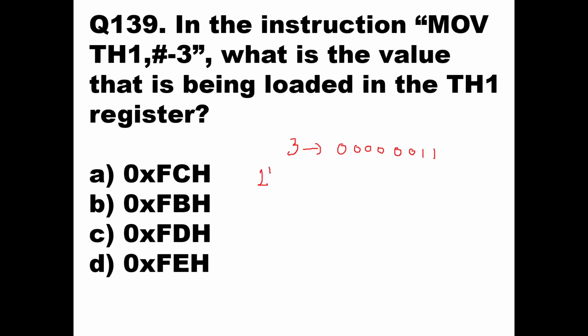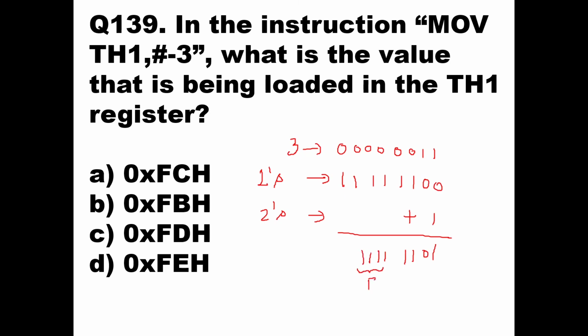Then you have the 1's complement. The 1's complement you are going to represent as 1 1 1 1 1 1 0 0. Then for the 2's complement you have to add 1 to it. If you add 1 to it, then the answer will be 1 1 1 1 1 1 0 1. This is nothing but F and this is nothing but D. So it will be FDH. So option C, which is showing FDH, will be the answer over here. So option C, you have to mark as the answer.